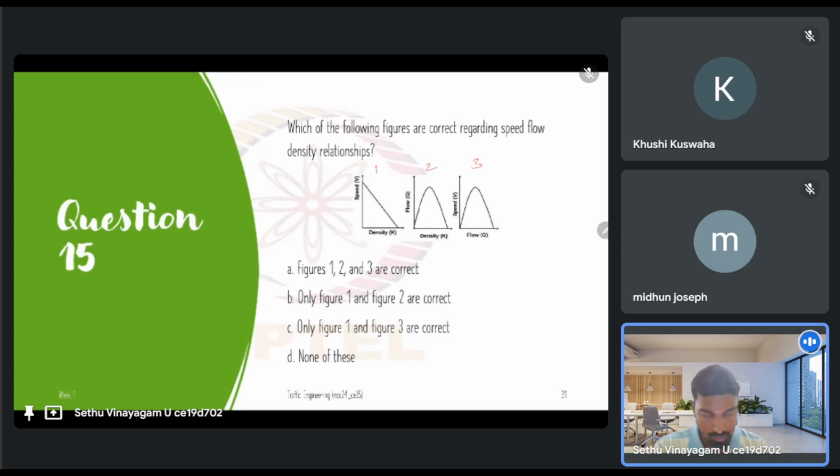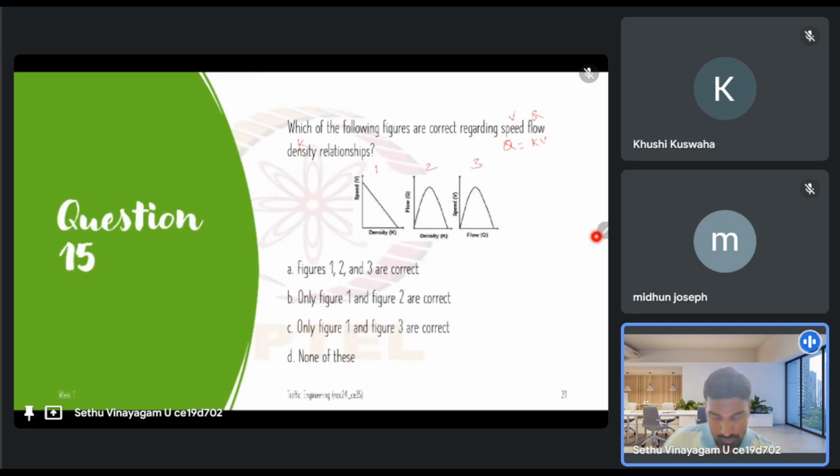So here we are talking about the speed, flow, and density relationship. These are the three fundamental parameters of traffic flow. Speed is generally represented using V, flow using Q, and density using the variable K. So what is the relationship between these three parameters? Flow is equal to the product of density and speed, so Q = kV. This is the fundamental relationship that we have.